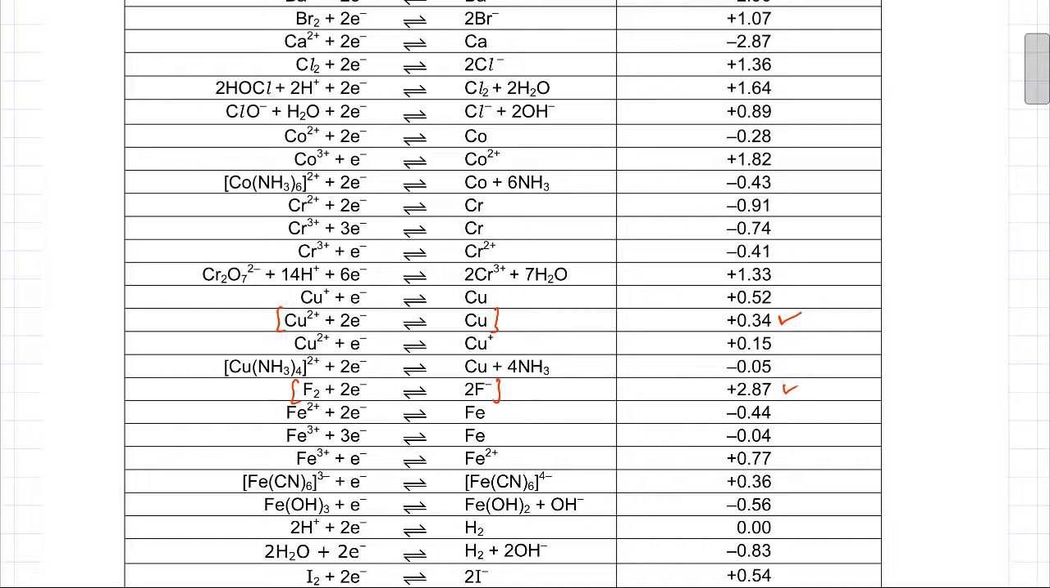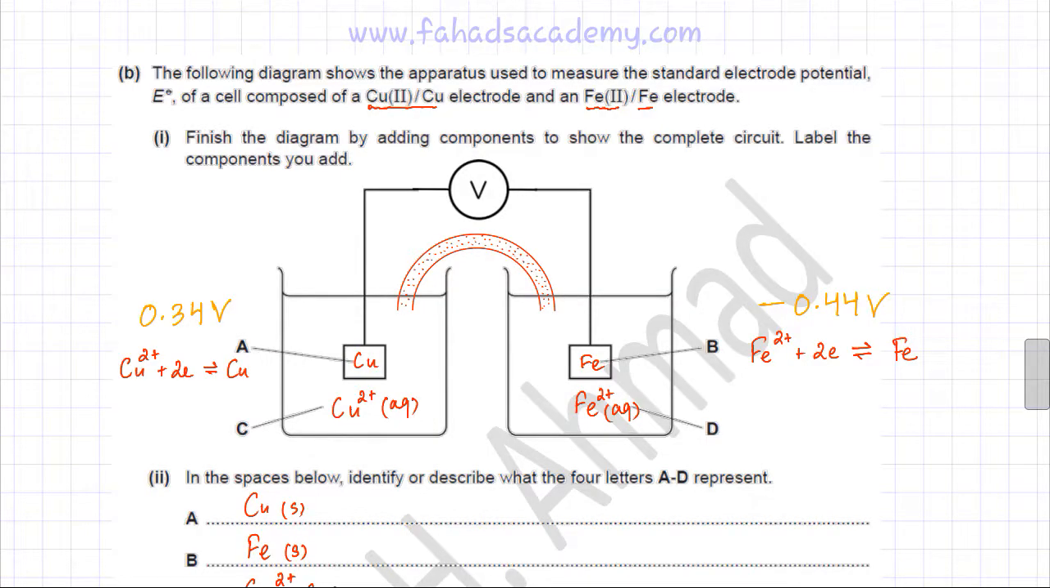Coming back to my diagram, here is my diagram, and I've written the electrode potentials that I copied from the data booklet. The iron 2 iron electrode was minus 0.44 volts. The copper 2 plus copper electrode was 0.34 volts. So the voltage of this entire cell, the E0 cell, voltage or potential difference, is calculated as higher potential minus lower potential.